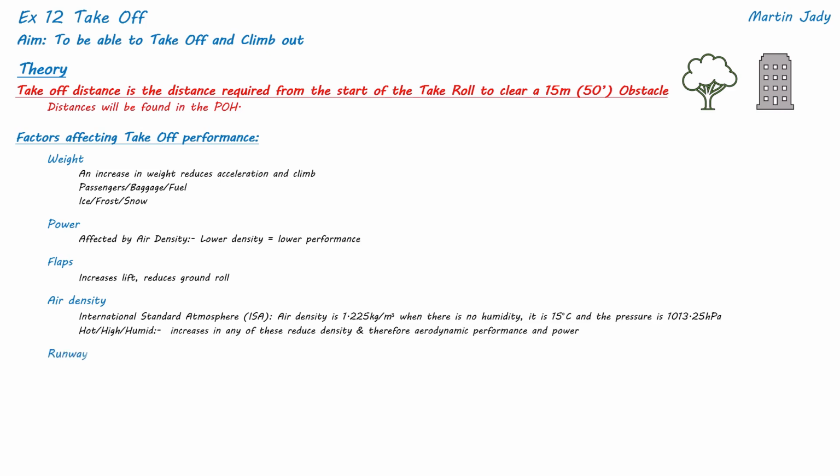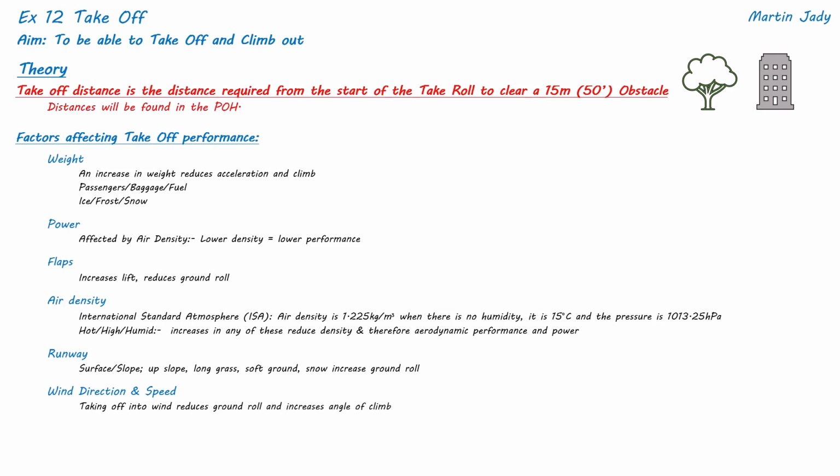The runway surface and slope have an effect on takeoff as well. Upslopes reduce acceleration. Soft or long grass will reduce acceleration compared to tarmac, and snow or slush on the runway will do the same. Wind speed and direction. Whenever possible, we take off and land into wind. We will look into that a little more in the next section.